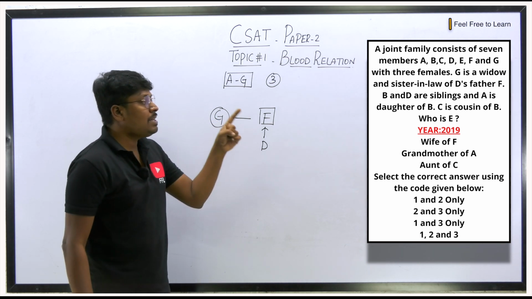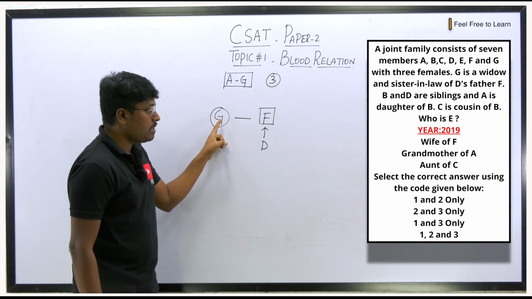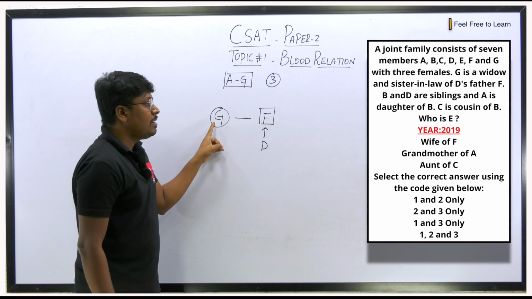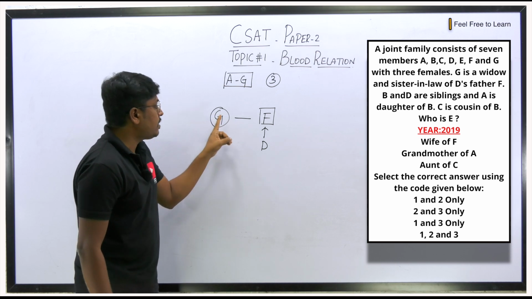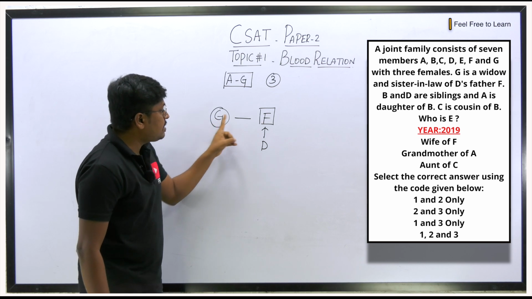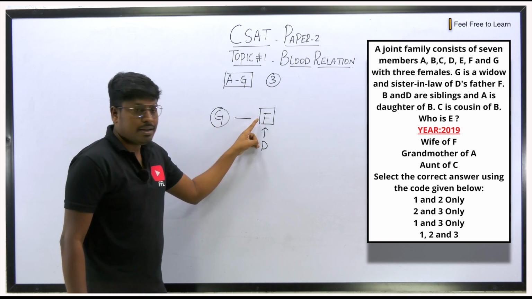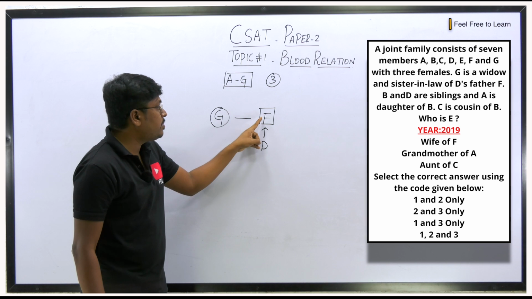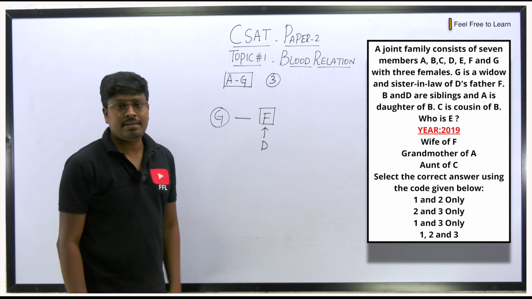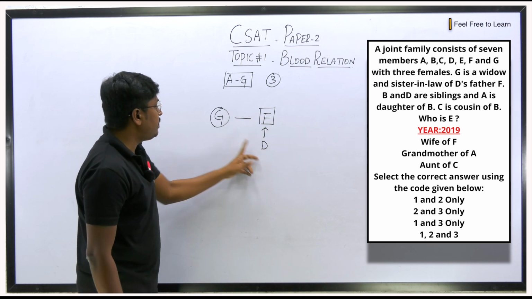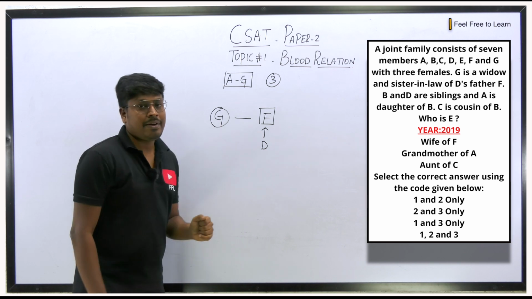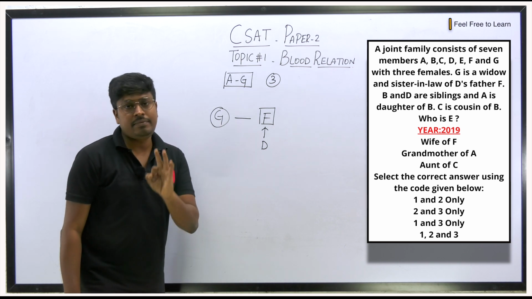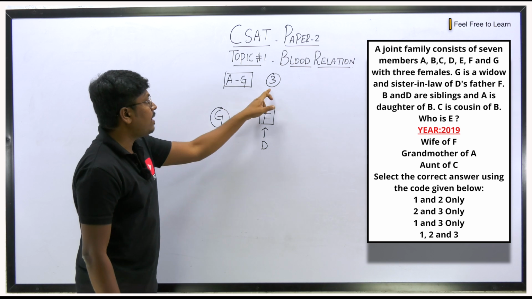Understood that point? G is a widow. So G is a widow, a female person, and this person G is sister-in-law of D's father, right? So D's father is F and this person F is calling G as a sister-in-law. Understood? So finally we found one female person in a family, because in a family there are totally 3 female persons. So that was the note they have given initially.